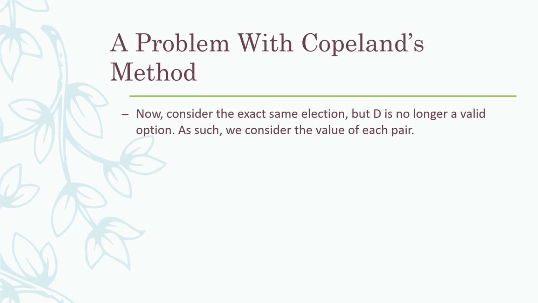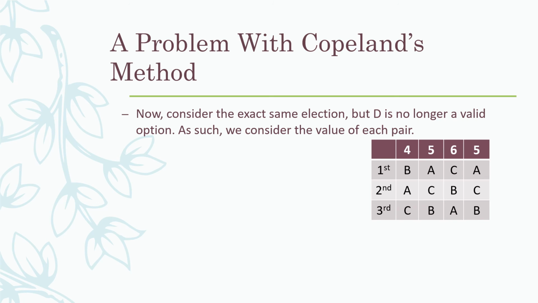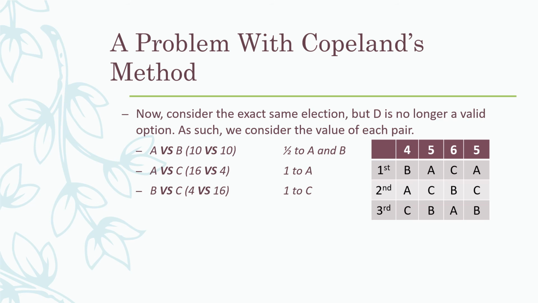But what if D didn't run? So this is the exact same chart, but I've removed D entirely. So in fact, you're going to see ACB is represented twice, and that's okay. Now A versus B is the exact same matchup as before, so half a point to both of them. A versus C, well, that's 16 versus 4. That's still 1 to A. B versus C, well, that's still 4 versus 16.